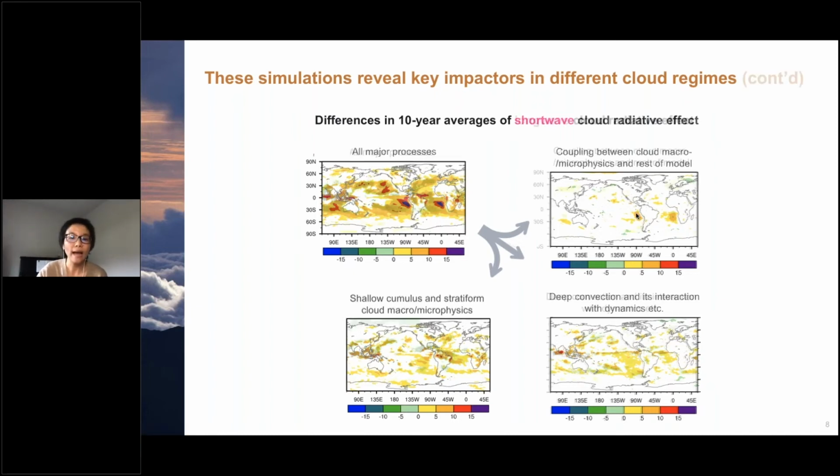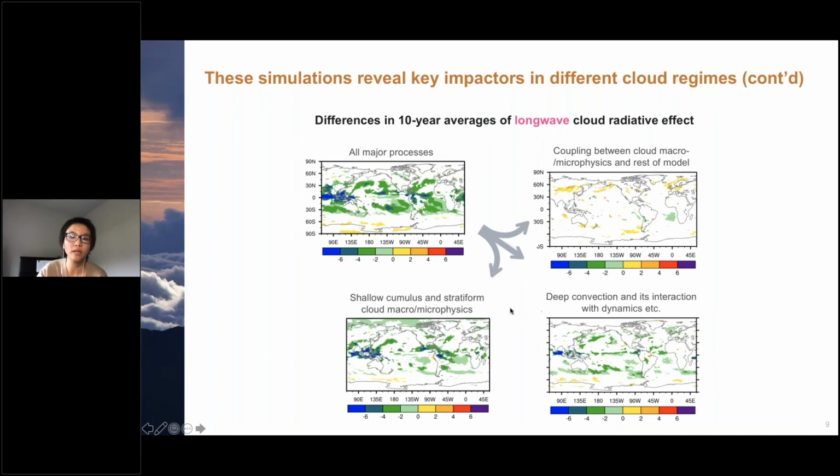And interestingly, for the subtropical marine stratocumulus decks, we found out that it is really the coupling between the cloud macro and microphysics and the rest of the model that is having the biggest impact. And for high clouds, which have significant impacts on the longwave, the coupling between CLUBB and MG2 and the rest of the model no longer has that big of an impact. Then we see that it's mostly CLUBB and the microphysics, the step sizes used by this part of the model, and also convection and its coupling with other processes that are having bigger impact.